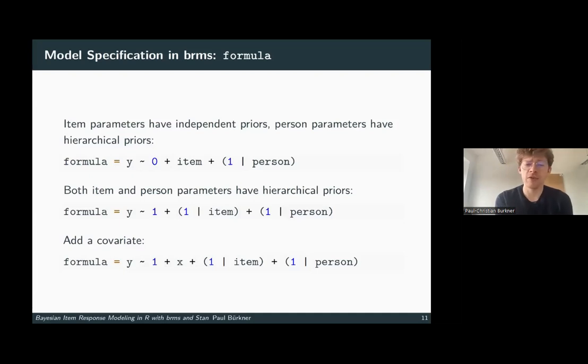If we wanted to add a covariate, for example, the age of the participants, if there was a test where the ability of the persons may depend on their age, we could add that covariate just as we could in any other regression framework to have some kind of explanatory IRT models. It's just like multi-level regression with some additional predictors that could also vary, as varying effects across item and person.